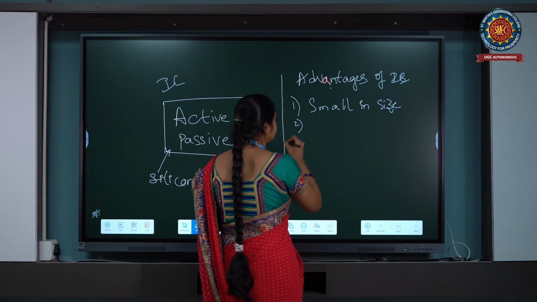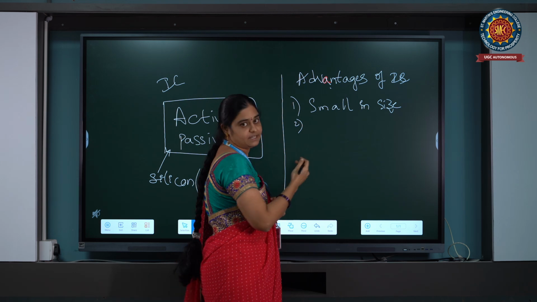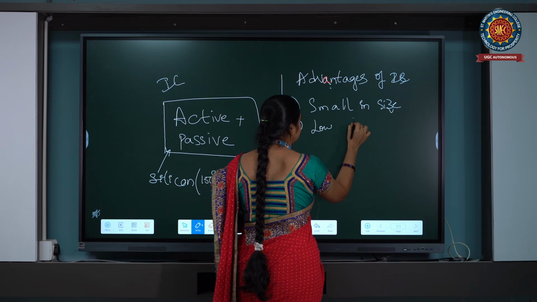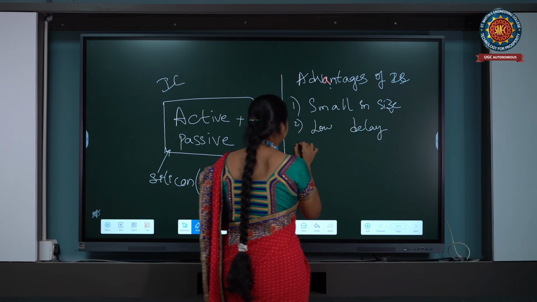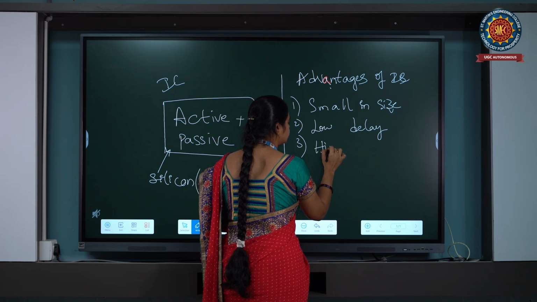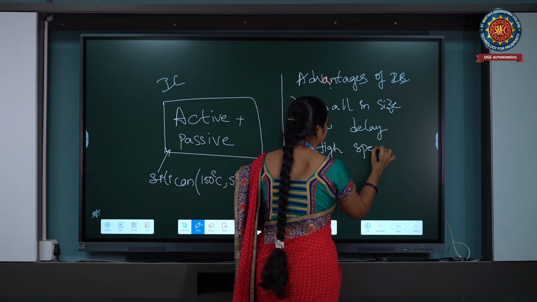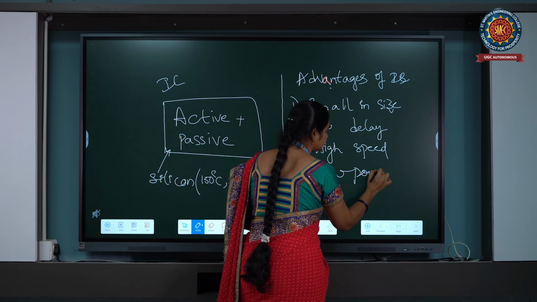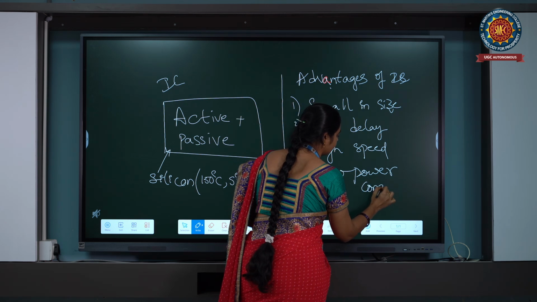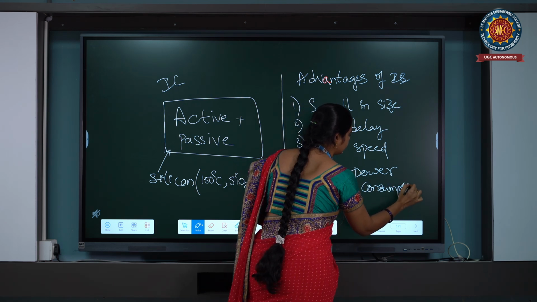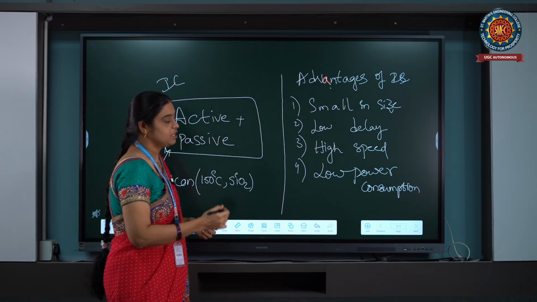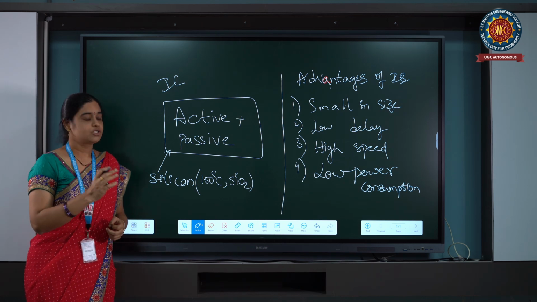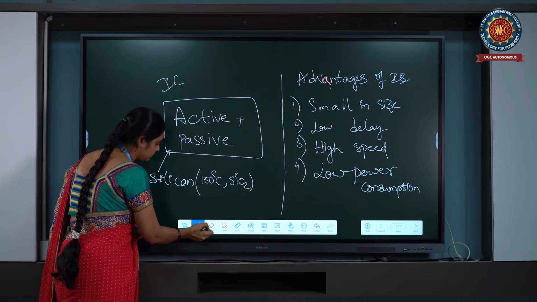Number two, the main important advantage in ICs is that we can make ICs with low delay and we can increase the speed, high speed, and also we can have low power consumption. So these are the major advantages of an IC when we compare to a normal electronic circuit. So now let us go to our topic.